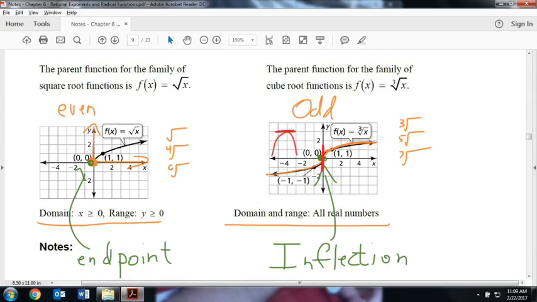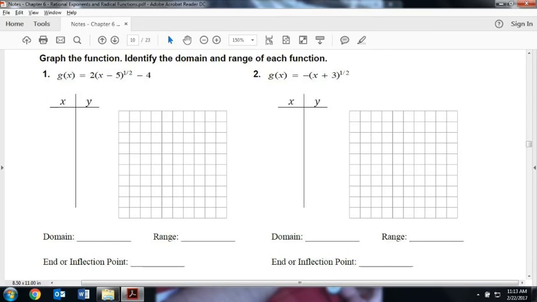All right, let's scroll over to the next page. Pause if you're still copying, but I'm going to scroll over to the next page real fast. All right, number 1. First things first, we're going to talk about, does this have an endpoint or an inflection point? Well, is it an even root or an odd root? It is an even root. It has a 1, it's to the 1/2, so it is a square root. Because it's an even root, it has an endpoint.